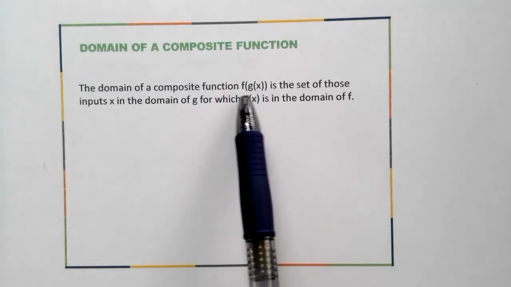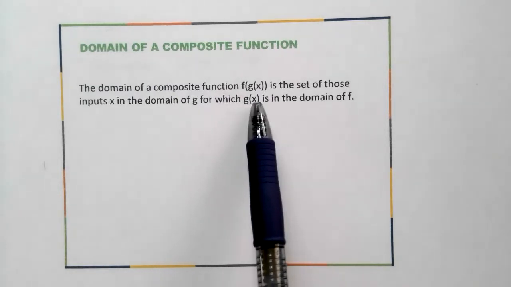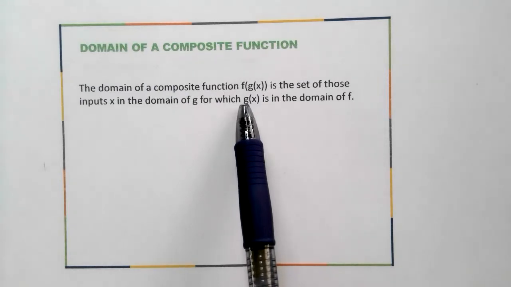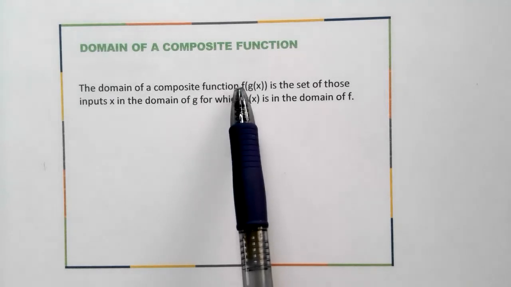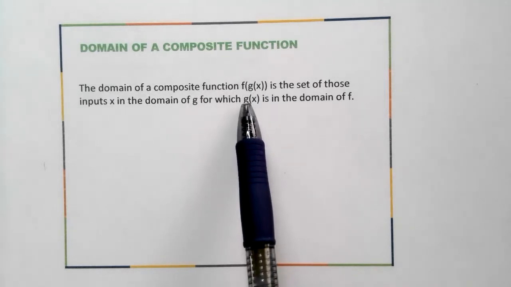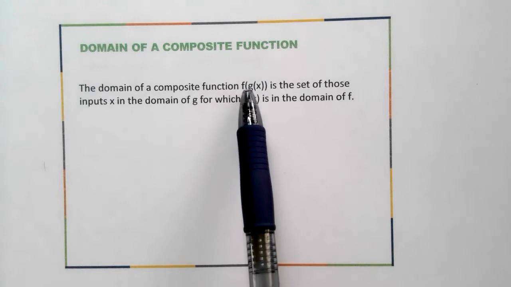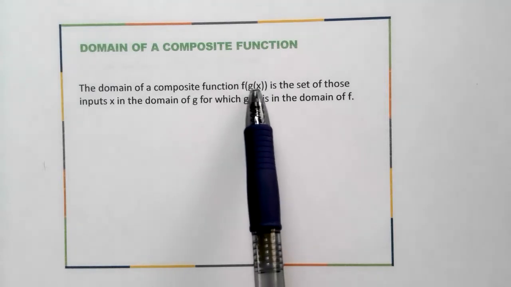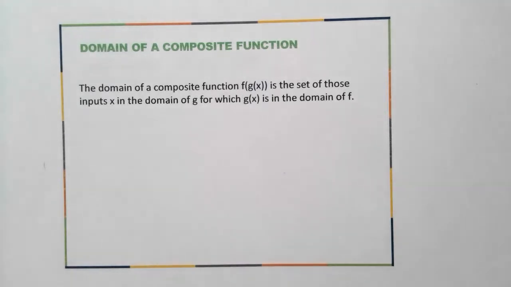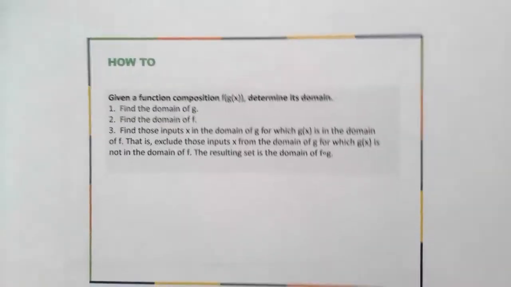and exclude from the domain the x values that g cannot compute, but also notice that g becomes the input for f. So the outputs of g become input for f. So we have to make sure that the outputs of g are also acceptable input values for function f. So how do we do that? And here's the breakdown.